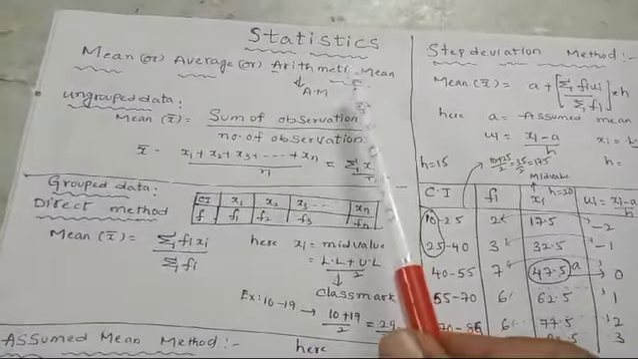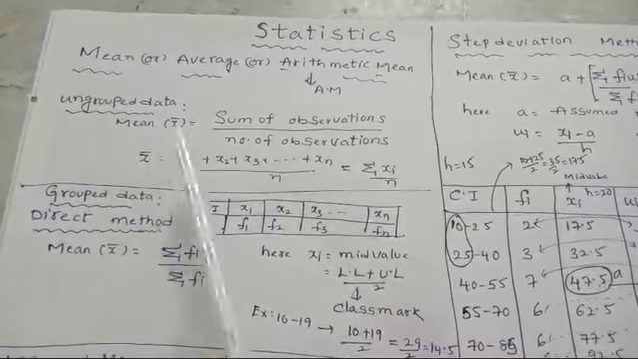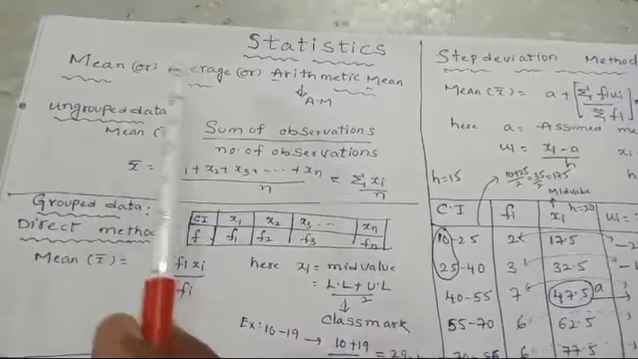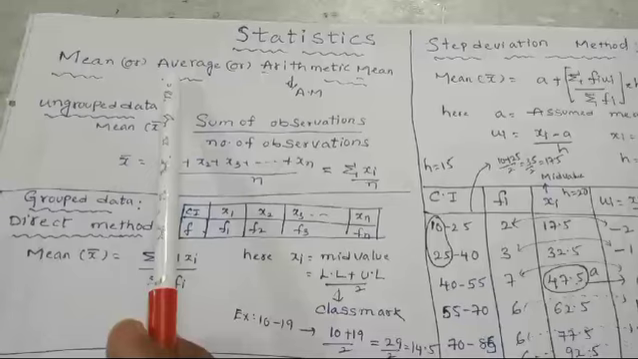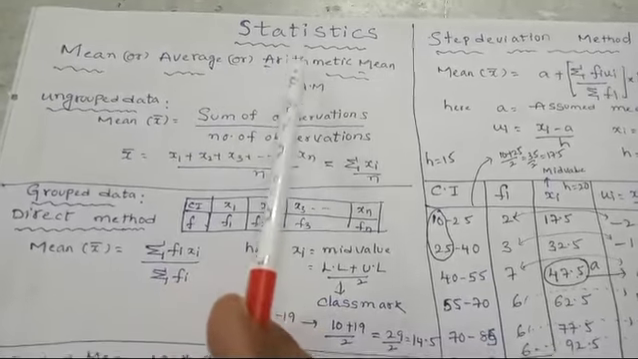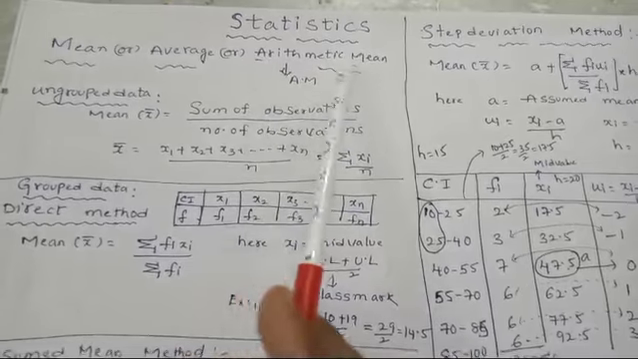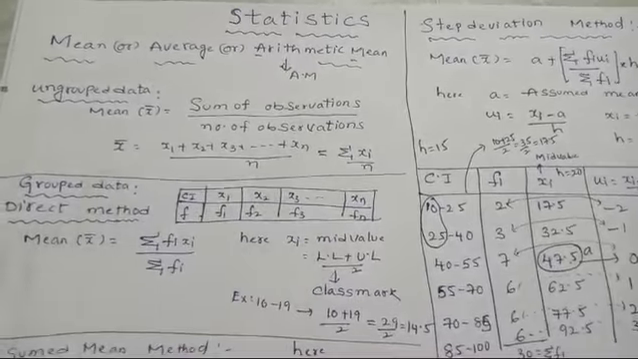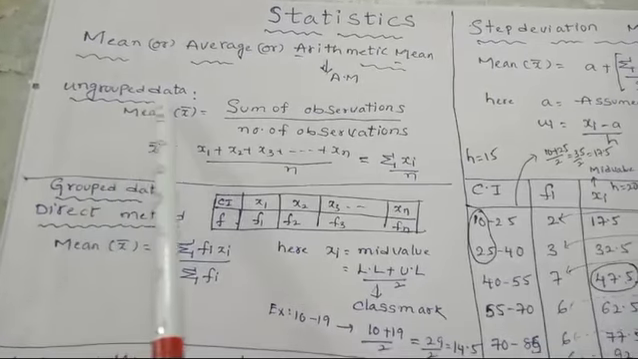In this statistics topic, first we can take central tendency. We can start here with mean. Mean we also call an average, and also an arithmetic mean, shortly represented as AM. Next, in this we can take ungrouped data.